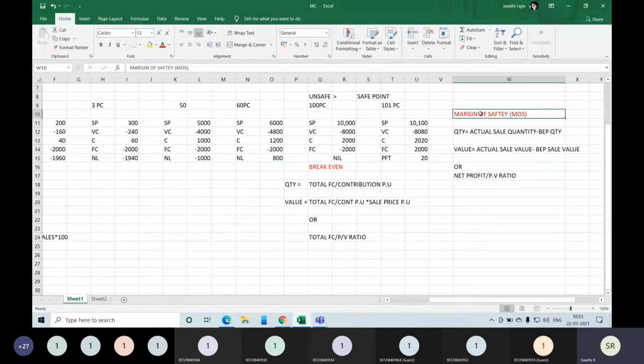Did you understand what is margin of safety? Anything more than break-even. You are safe if you are producing more than break-even. So in order to find out margin of safety, you need to know your break-even point. Because when you are producing more than the break-even point, you are safe. Till then you are quite unsafe because you might end up making losses, and that's not the kind of situation you want to be in. This is the unsafe place and this is your safe place. So you want to produce more things, you want to earn profits.